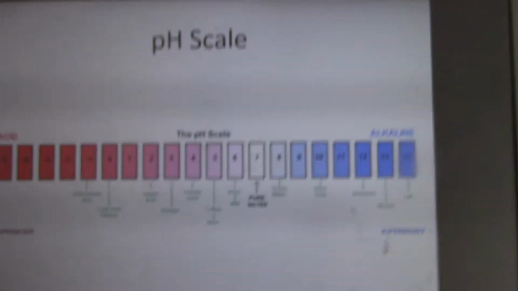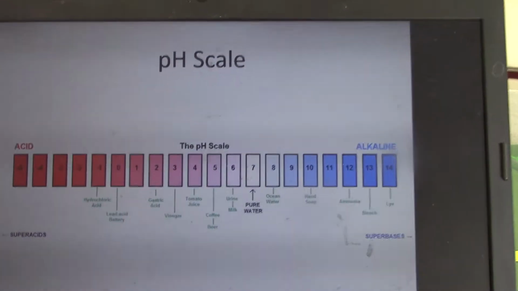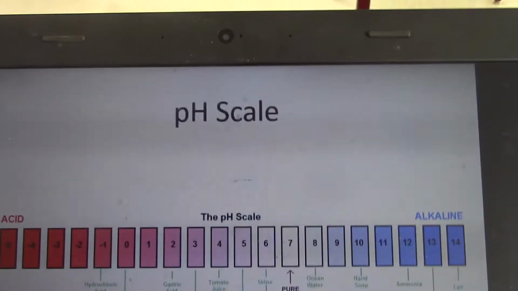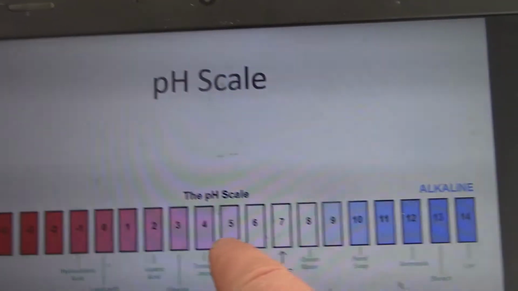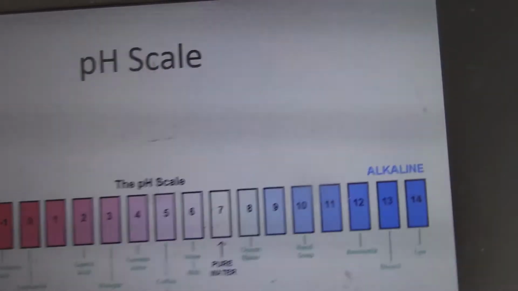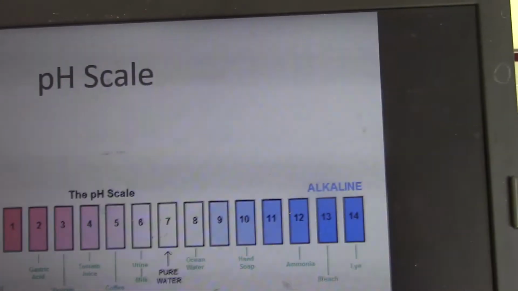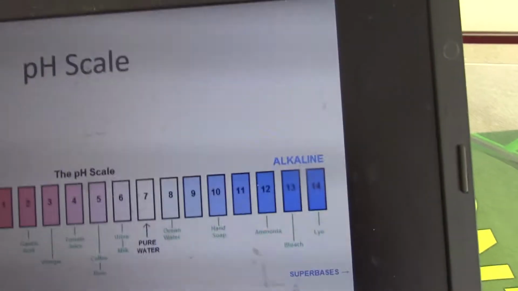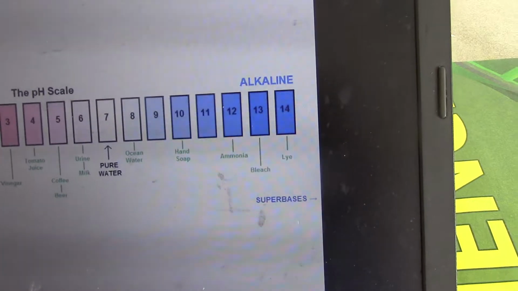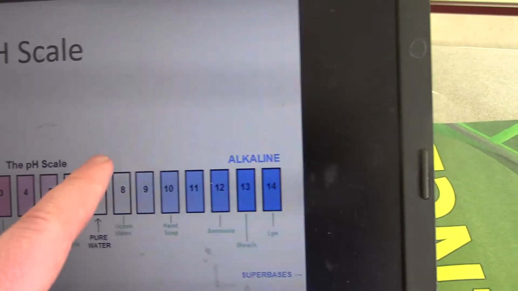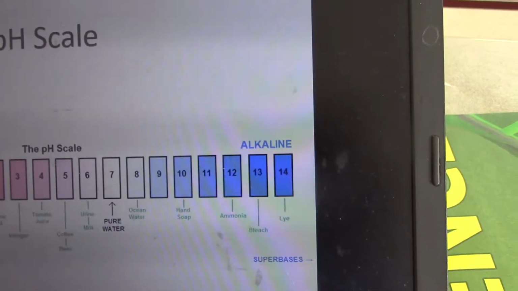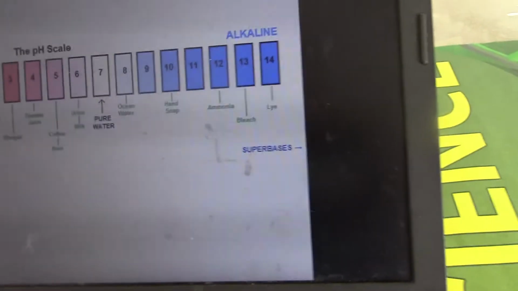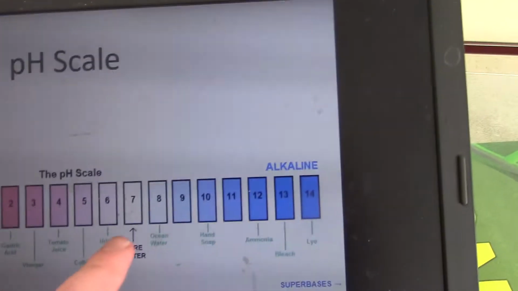Now, the pH scale is a logarithmic scale, meaning that we increase by factors of 10 every time we change a number. So if I look at a pH of 8 versus a pH of 7, a pH of 8 is 10 times more basic than a pH of 7. Then we increase by another factor of 10, so a pH of 9 is 100 times more basic than a pH of 7, and a pH of 10 would be 10 times 10 times 10, so 1,000 times more basic than pure water. So there would be 1,000 times more hydroxide there.